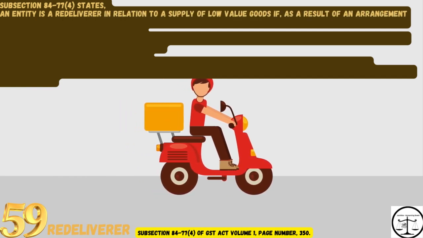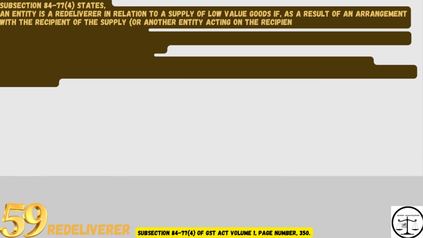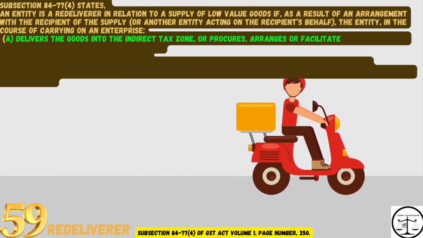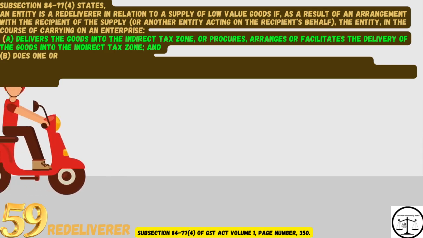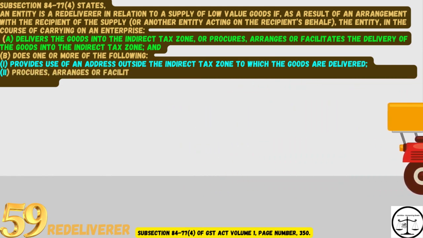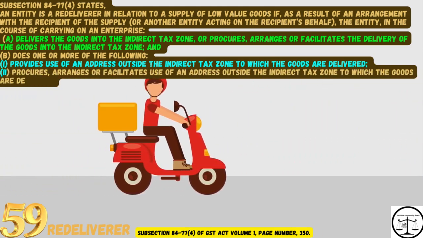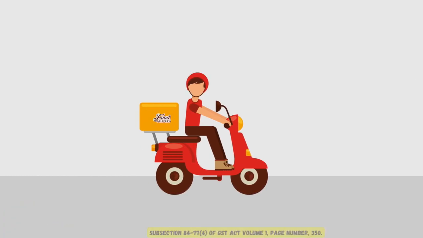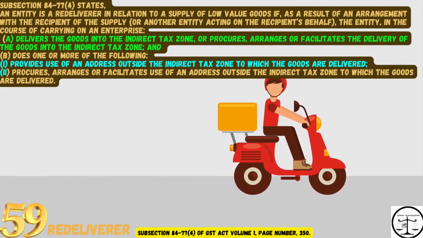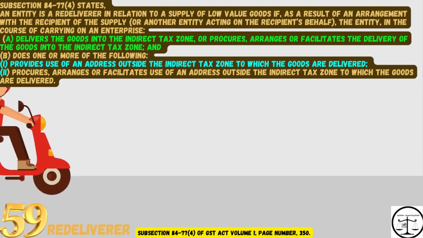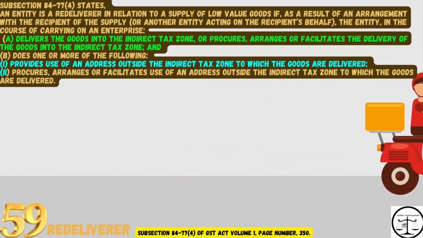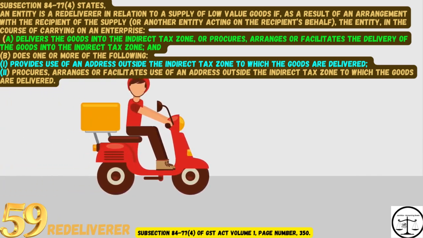84-77(4) states, an entity is a redeliverer in relation to a supply of low-value goods if, as a result of an arrangement with the recipient of the supply, or another entity acting on the recipient's behalf, the entity, in the course of carrying on an enterprise, A. delivers the goods into the indirect tax zone, or procures, arranges or facilitates the delivery of the goods into the indirect tax zone, and B. does one or more of the following. 1. Provides use of an address outside the indirect tax zone to which the goods are delivered. 2. Procures, arranges or facilitates use of an address outside the indirect tax zone to which the goods are delivered.